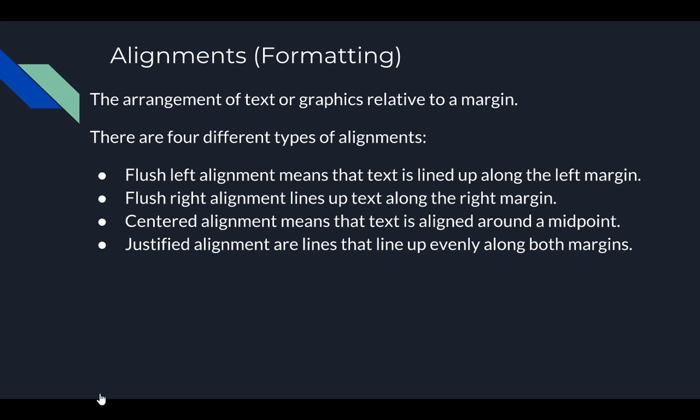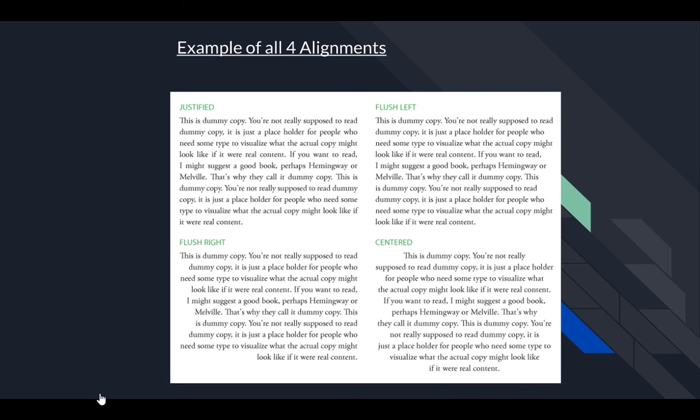Okay, so arrangement, it's literally in the title, guys. Alignment. So you align stuff. It's based on a margin. There are four different types: flush left, right, center, and justified. Justified is basically when they line up evenly between both. The others are pretty self-explanatory: left, right, center. And those are examples of all the different types.